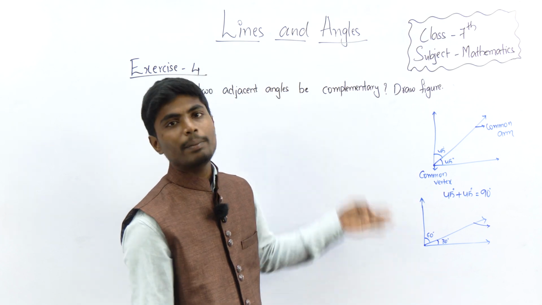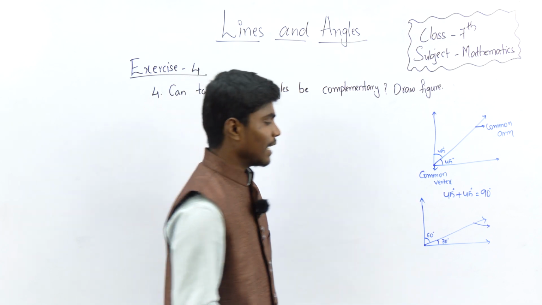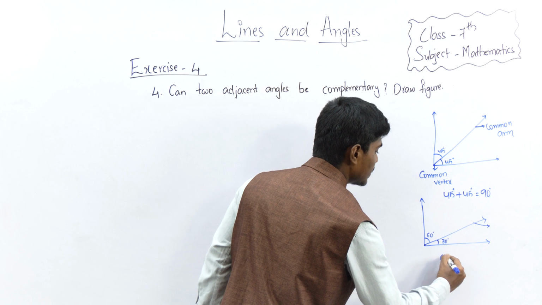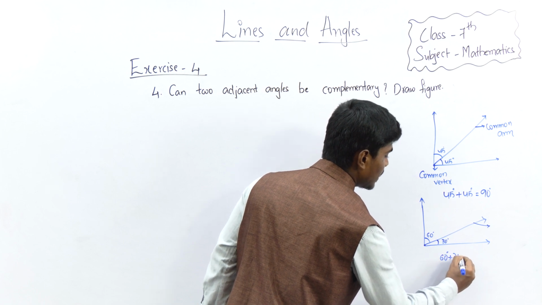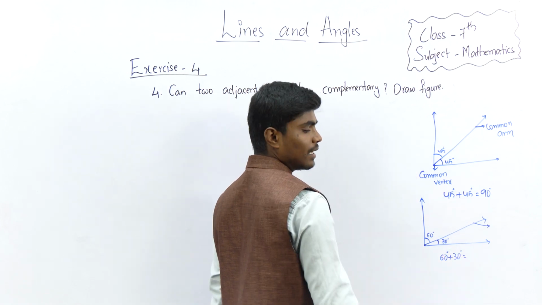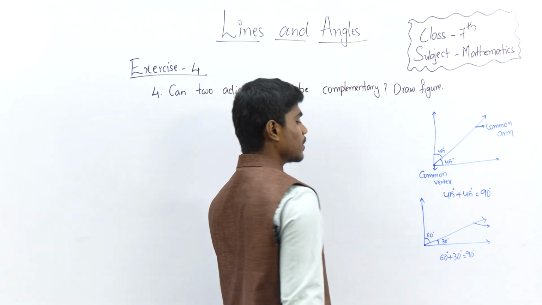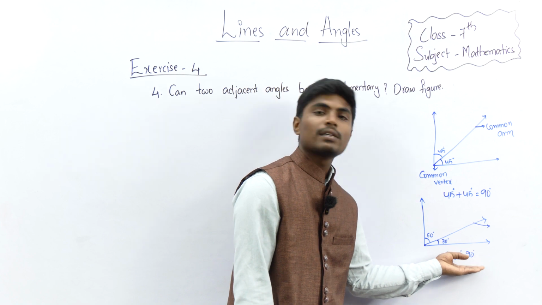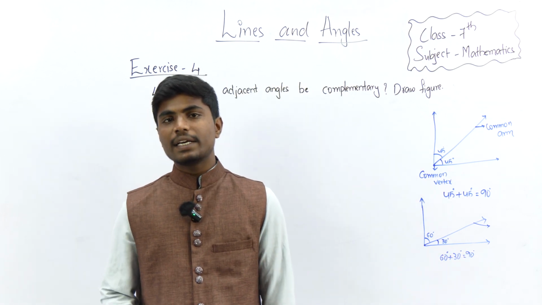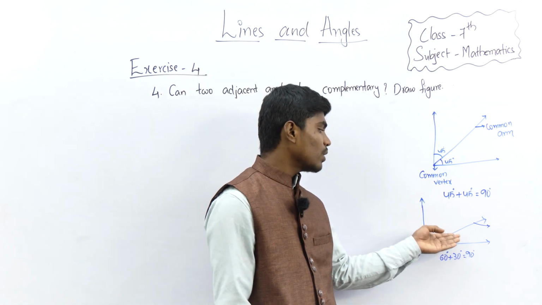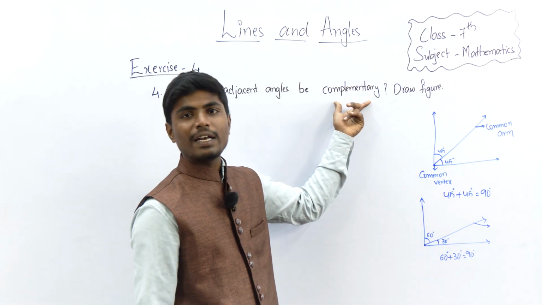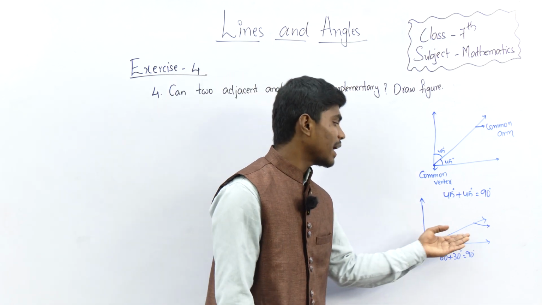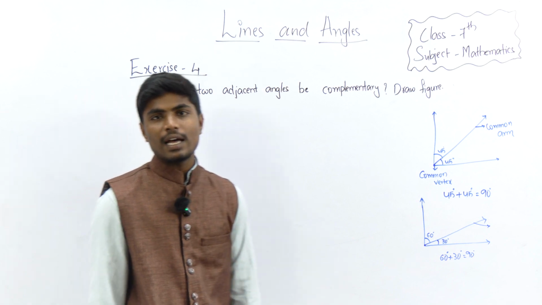Now for complementary, we have to add the angles. So 60 degrees plus 30 degrees. 60 plus 30 is 90. So the sum of two angles is equal to 90 degrees. So these two angles are complementary and these two angles are adjacent angles.